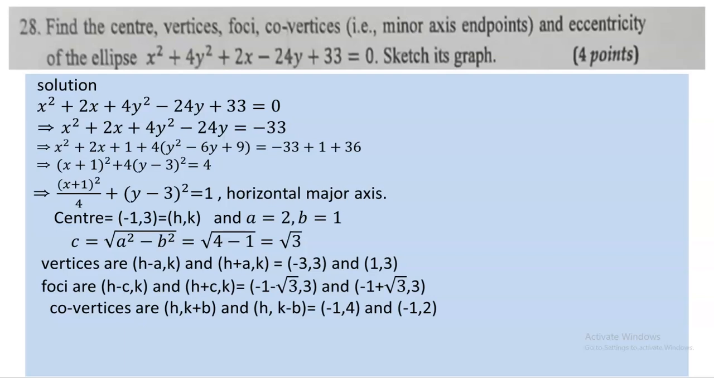And the co-vertices are basically b units up and down. So you operate this on k, because your center is (h, k), so you move b units up and b units down. So (h, k plus b) and (h, k minus b); h, k, b are already known. Substitute, you will obtain these values. The eccentricity is c over a; we knew what c is, it's already obtained, radical 3, and a is 2, so radical 3 over 2 can come.